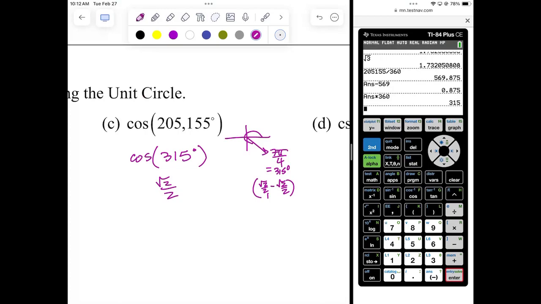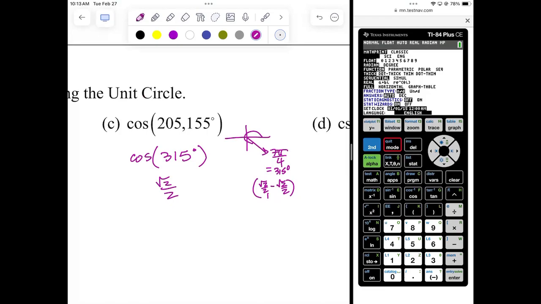Now, look at this. Let's troubleshoot this. If I type in cosine of 205,155, I get this answer. And if I type in cosine of 315, I get this answer. And if I type in the square root of 2 over 2, I get this answer. What the crap? Ah, very good. Don't blame Minnesota. Blame yourself. We're supposed to be in what mode here? Degree mode, and I'm stuck in radian mode.